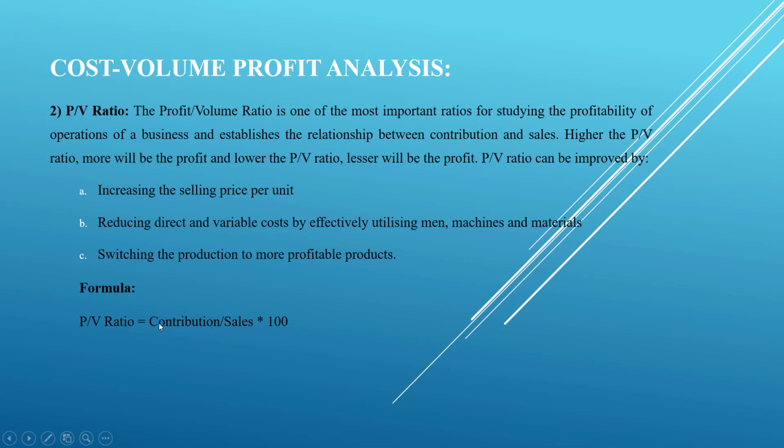So for this PV ratio also, we have a formula. PV ratio is equal to contribution divided by sales into 100. Now, into 100 means it is denoted in percentage form. PV ratio will always be in percentage form. Another formula for PV ratio is change in profit divided by change in sales. If the profit changes in different years, then we can take the change in profit for 2 years and the change in sales for the 2 years, and find the PV ratio with this formula as well.